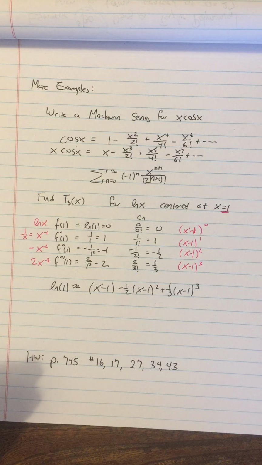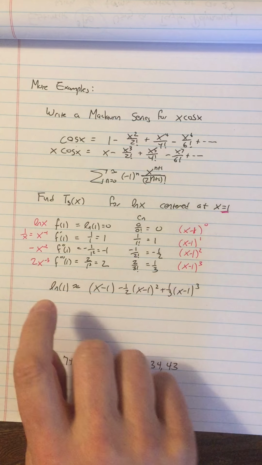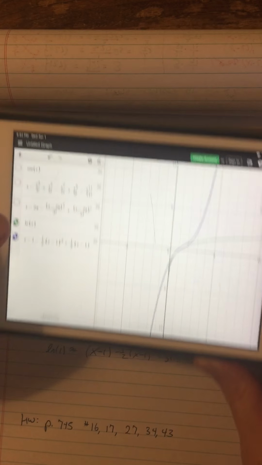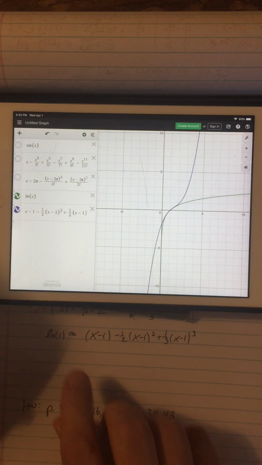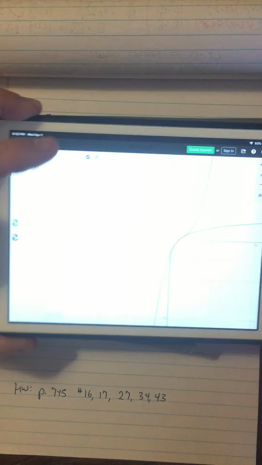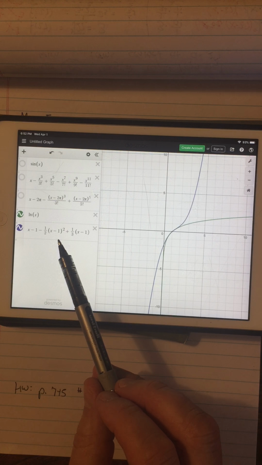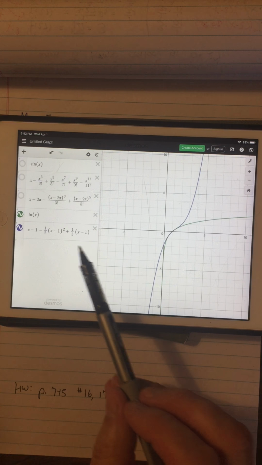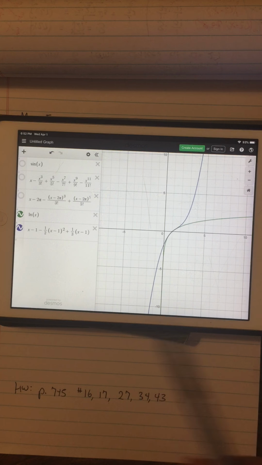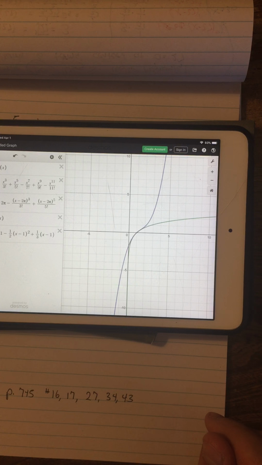Your book problems ask you to graph the Taylor polynomial and the function in the same window. That's actually quite instructive, so I've done it here. Here is my Taylor polynomial right there: x minus 1 minus 1/2 (x minus 1) squared plus 1/3 (x minus 1). You can't see the cubed, but it's there. And here's ln x. So those are my two graphs. If you just look at them in this viewing window, they don't seem to correspond too much.